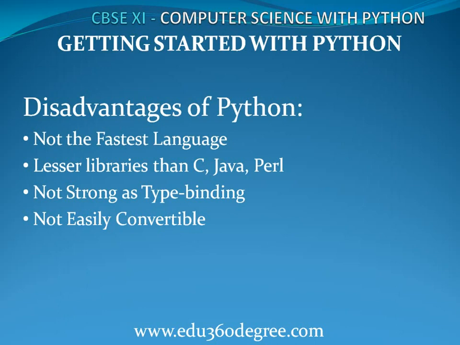Not easily convertible. Because of its lack of rigid syntax, Python is an easy language to program in. But the disadvantage is when it comes to translating a program into another programming language. This is because most other languages have structured defined syntax, whereas Python uses indented syntax.